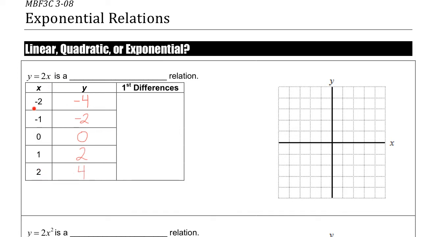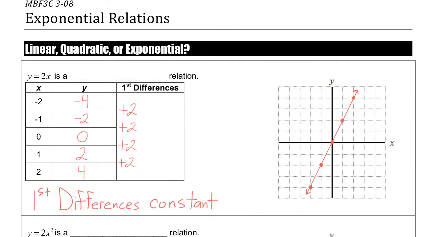So now we have a complete table of values, and we can plot those points on the grid. And we see we have a straight line. Also, when we look at our table of values, we can calculate the first differences. So from negative 4 to negative 2, that's going up 2, so plus 2. From here to here, plus 2. From here to here, it's plus 2. From here to here, it's plus 2. So the first differences are constant. That's how you can tell this is a linear relation.